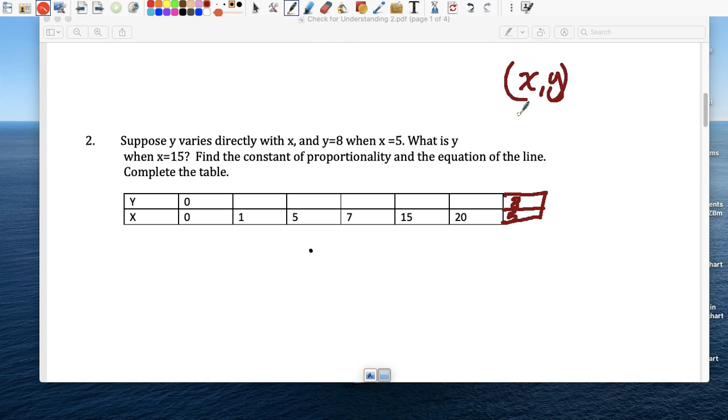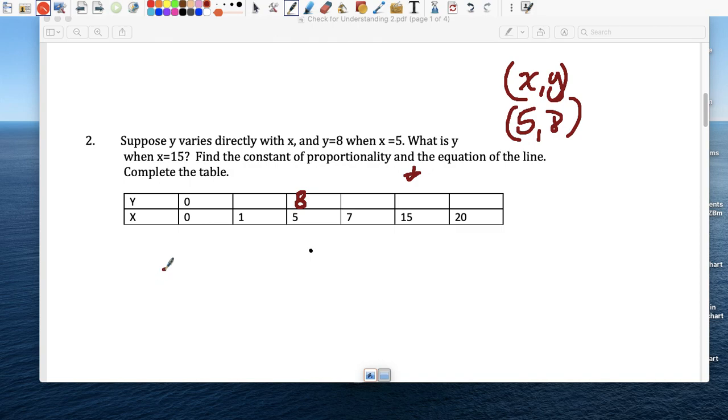So they're giving us that when x is 5, y equals 8. So we know that. So let's complete the table because it's asking us for this missing value. I apologize, I didn't need to create a box. There's a 5, I could put an 8. We can use the constant of proportionality, right?